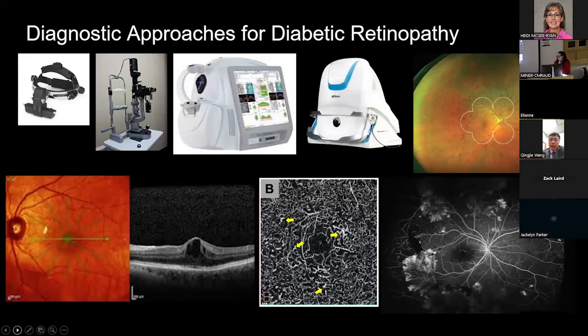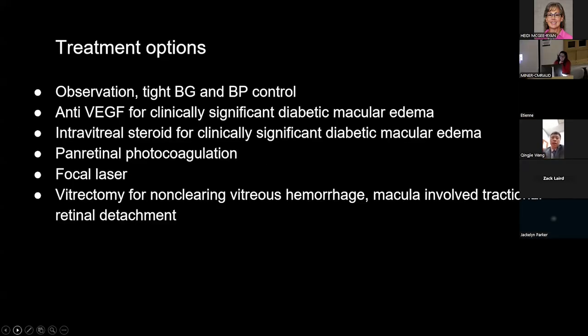You can identify a lot of features, and those features also guide us for treatment, especially when it comes to laser treatment. Knowing where those abnormal blood vessels are located is very helpful, so you can really treat those focal spots along with PRP, of course, which we'll touch base on.